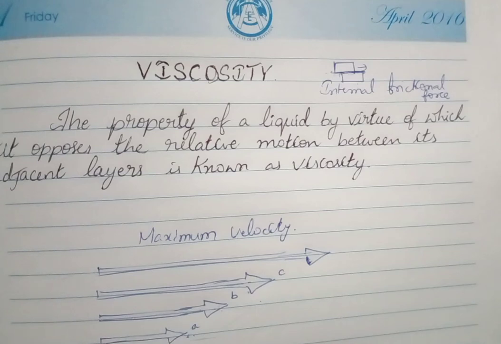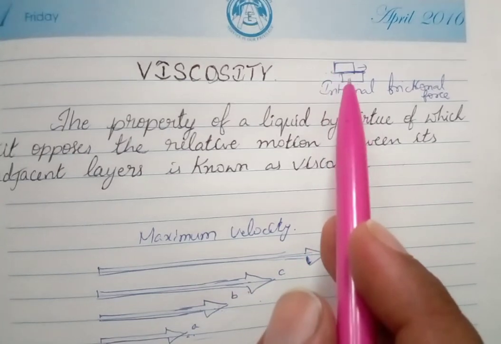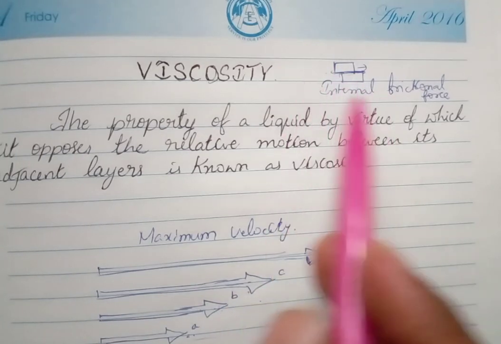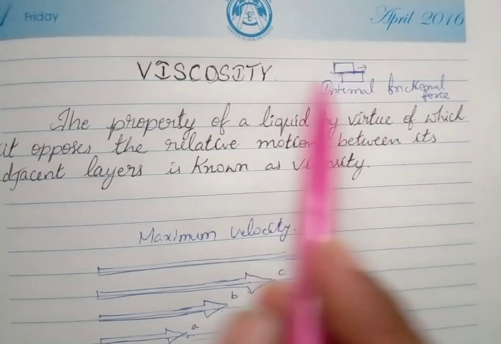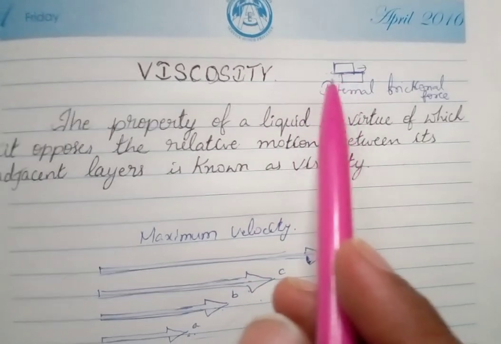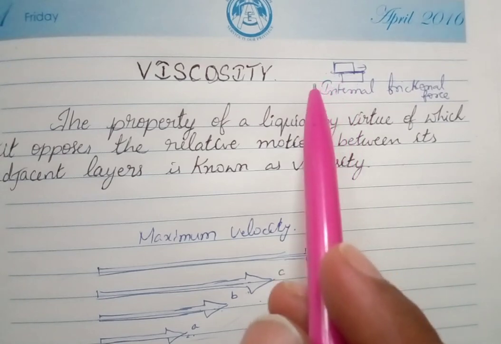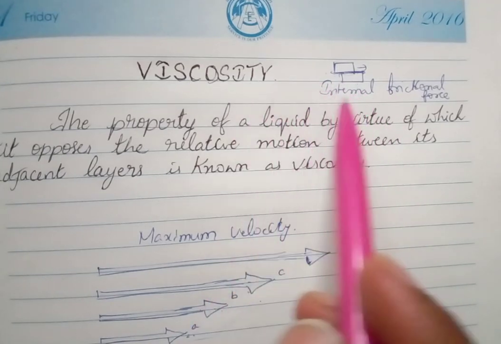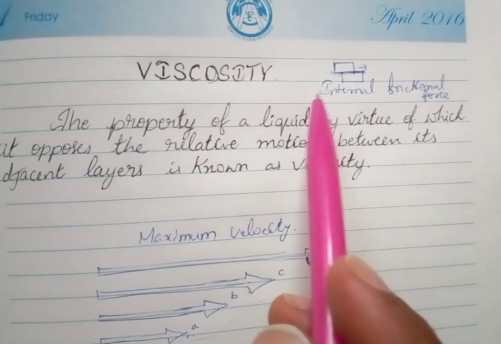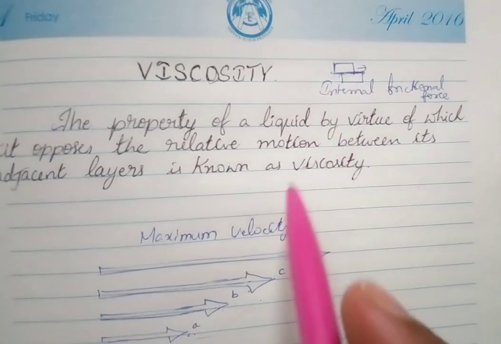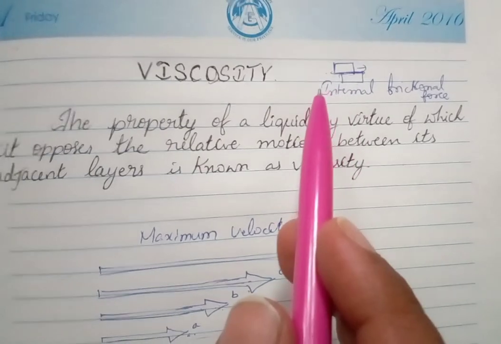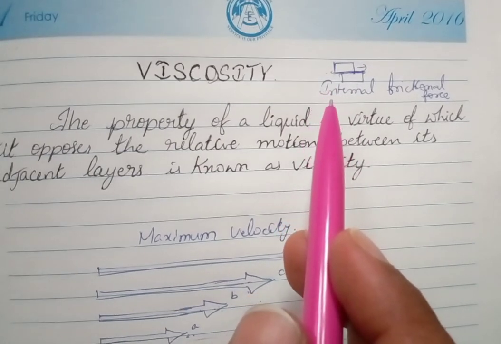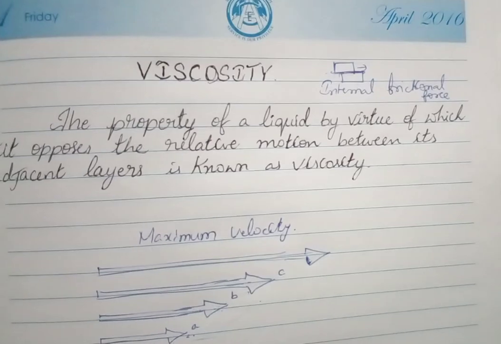Today I'm going to teach you about viscosity, which is a subtopic under physics. So, when a solid body slides over another solid body, a frictional force acts between them. This force opposes the relative motion of the two bodies. In a similar manner, when a layer of liquid slides over another layer of the same liquid, a frictional force acts between them. This force opposes the relative motion between the layers and is called internal frictional force.